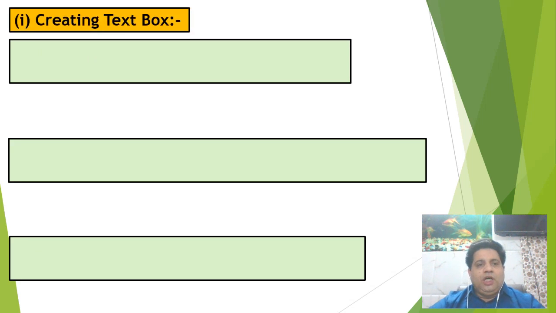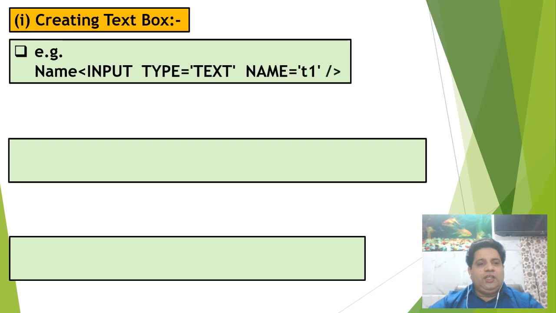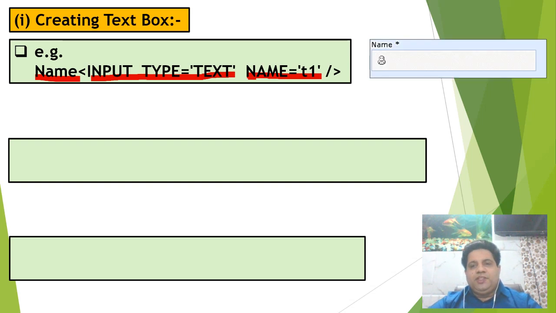Okay. So how will you create a text box? The tag used is the input tag. Suppose you are writing name, in front of name you write input type equal to text. Text means text box, and give it some name. It is a good practice to always give a name to your component. So give it name T1. So input type equal to text means a text box will be created like this. Now the asterisk sign means it is mandatory, it is compulsory to enter a value for the same.